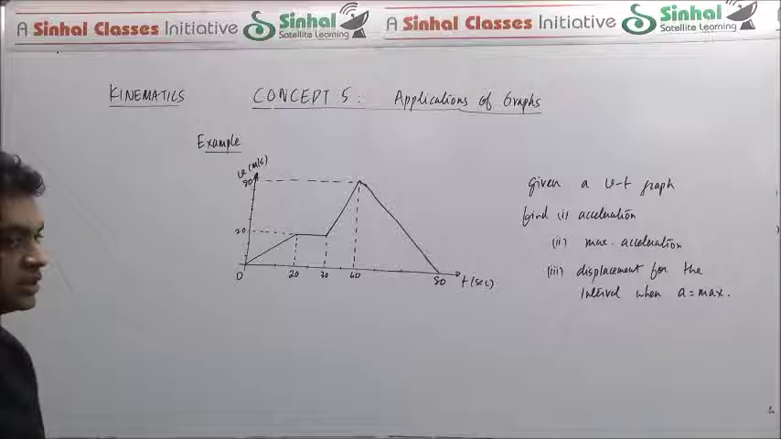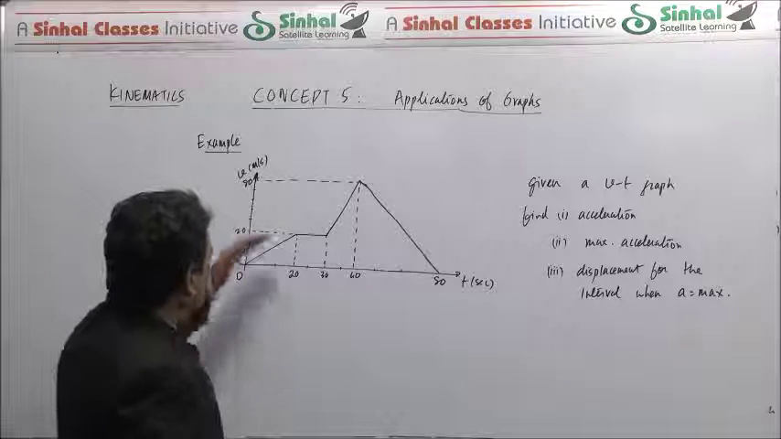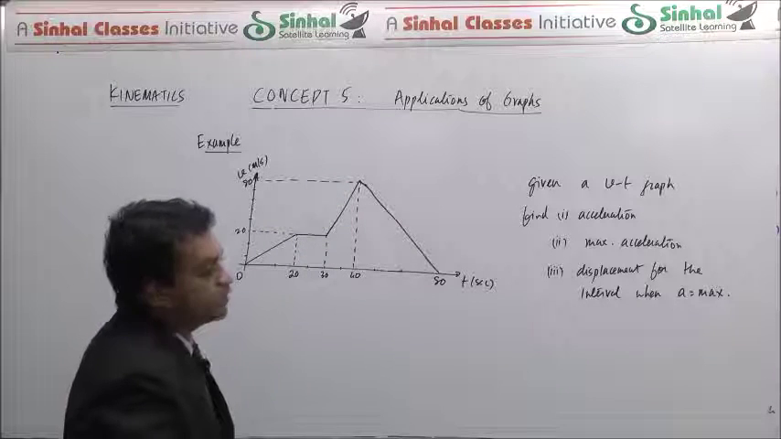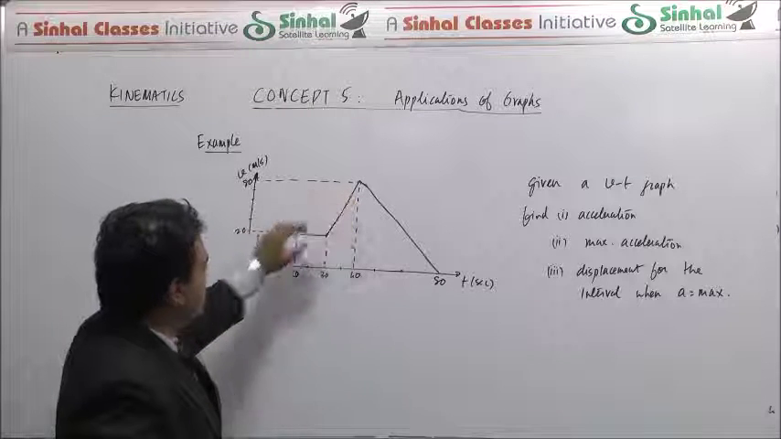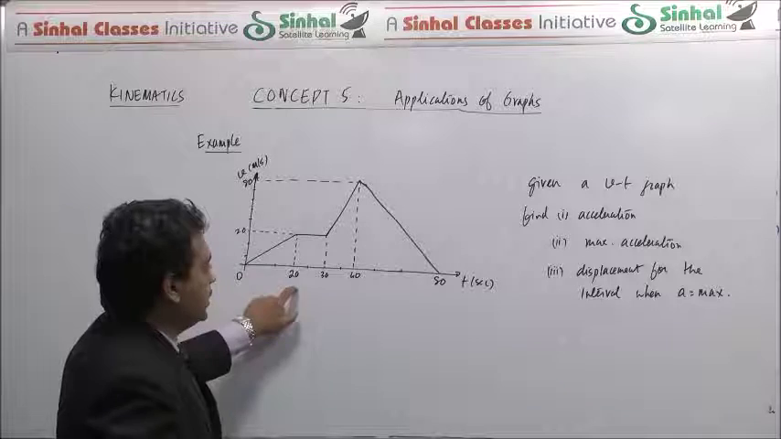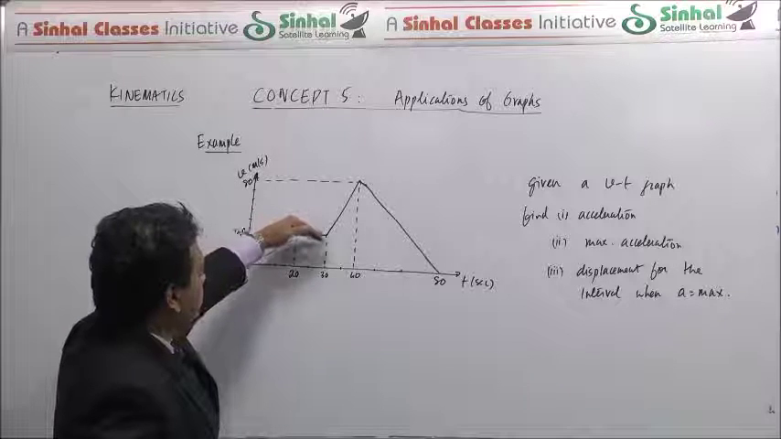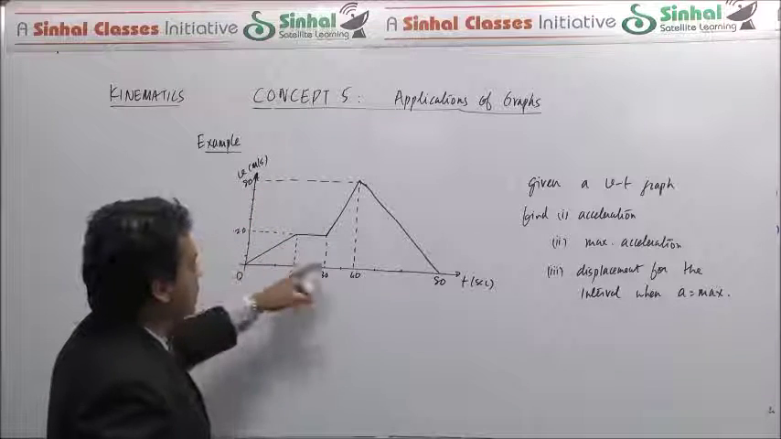So basically, as you can see in the question, the velocity versus time graph is a collection of straight lines. Okay. So the acceleration is uniform within every interval where it's a particular straight line. So for example, 0 to 20, you have a uniform acceleration. 20 to 30, you can see the acceleration is 0 because velocity is uniform.